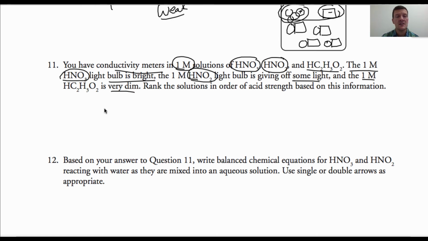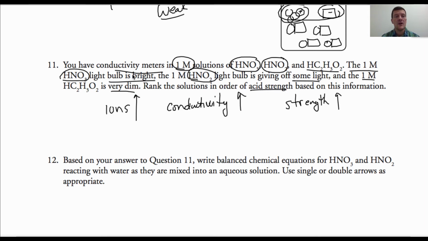If you have lots of ions, then your conductivity is going to be greater, and that tells us the strength of the acid is going to be greater as well. Okay? So you can do that. You can rank these. Obviously, we're going to rank the acid strength. The one with the bright bulb, the HNO3, nitric acid, that is your strong one. And then a little bit of light, that is your nitrous acid, that is a little bit weaker. And the weakest is your acetic acid, it's very dim. Okay?